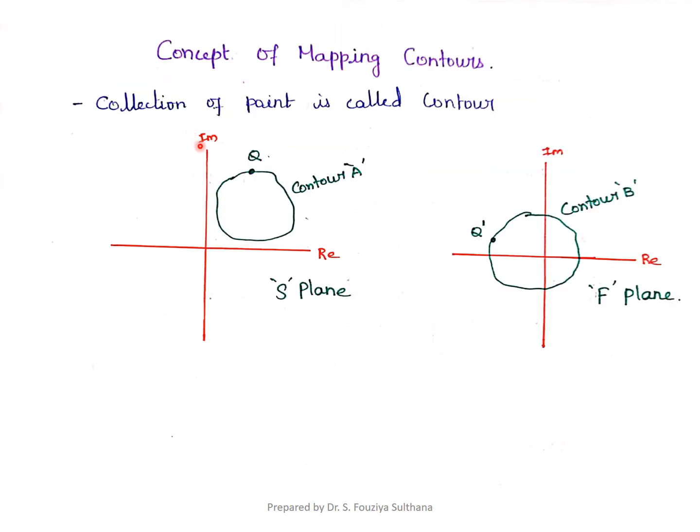A collection of points is called a contour. So Q is one point. Similarly, the collection of many points forms the contour. Contour A can be mapped through f of s into contour B by substituting each point of contour A into the function f of s.